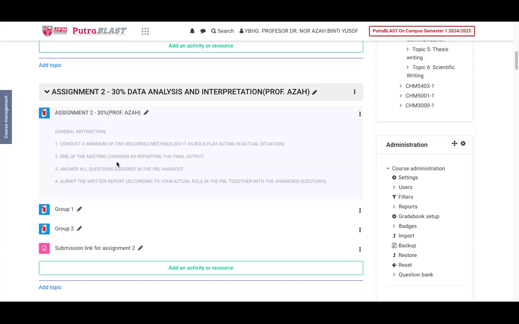One of the meetings is considered as reporting the final output, meaning that one of the discussions has to be where you report to each other about your findings. And there are also some questions to be answered in the handout. Then submit the written report according to your actual role, meaning that I will not be giving you a specific format for the written report, but it depends on the role that you're playing in the assignment. Okay, so PBL here is problem-based learning.